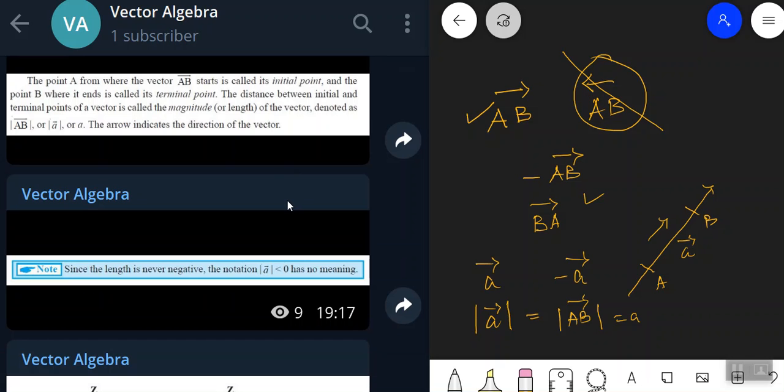You should remember length cannot be negative, but the notation of this one means what? That is why we have put modulus, is it not? So this negative notation represents the opposite direction. It has nothing to do with the magnitude, and that is why we put modulus and make it absolute so that you will get a positive value.